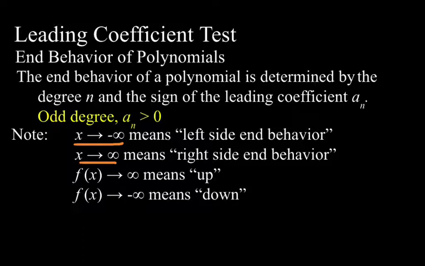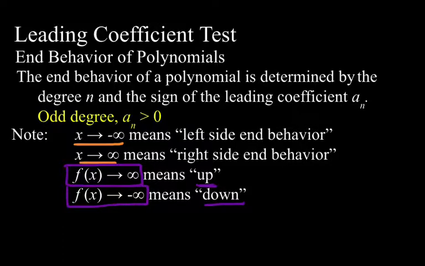Now if you go back and think about your power functions, only two things ever happened. The graph, the function, either went up or it went down. So if our function goes up, the way we describe that is we would say f of x approaches infinity. In other words, those function values get bigger and bigger and bigger in a positive direction. If our graph goes down, we would say the function values approach negative infinity.